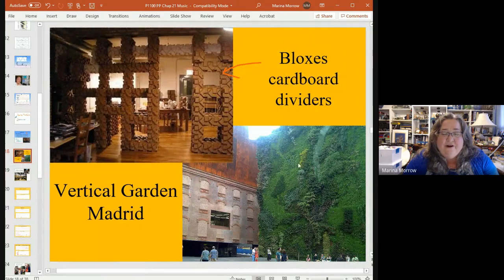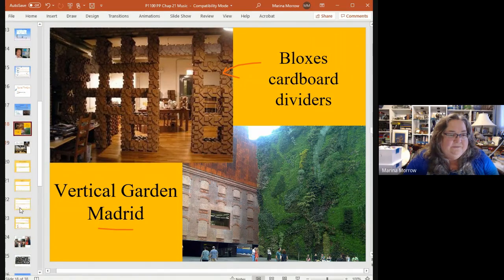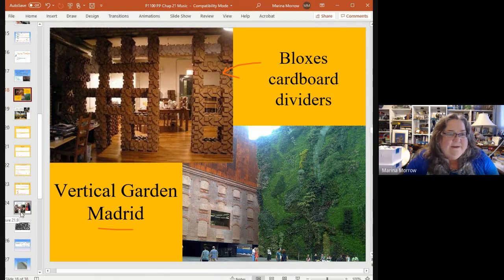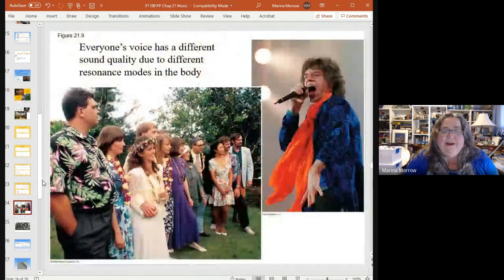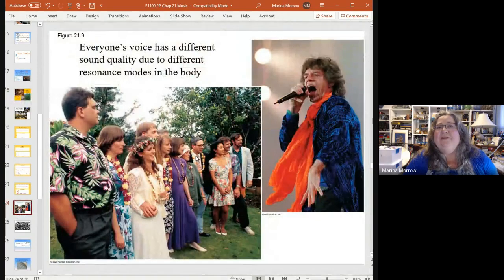This vertical garden is in Madrid, and it was put in because sound was reflecting off this wall from a freeway to an apartment building. Now with the vertical garden there, the sound gets absorbed. Anyway, it's kind of cool, but everybody has a different voice because we have different harmonics in our voice, and so we all sound a little bit different.